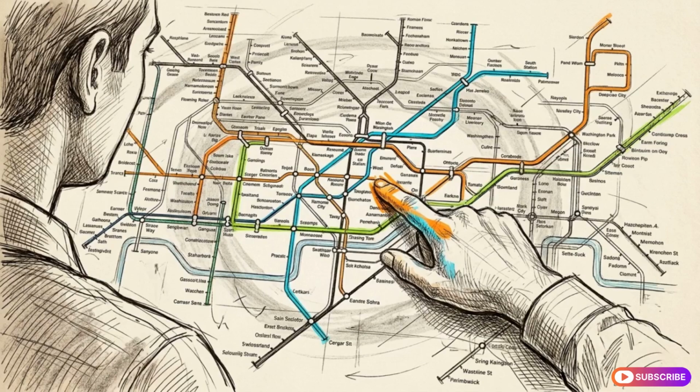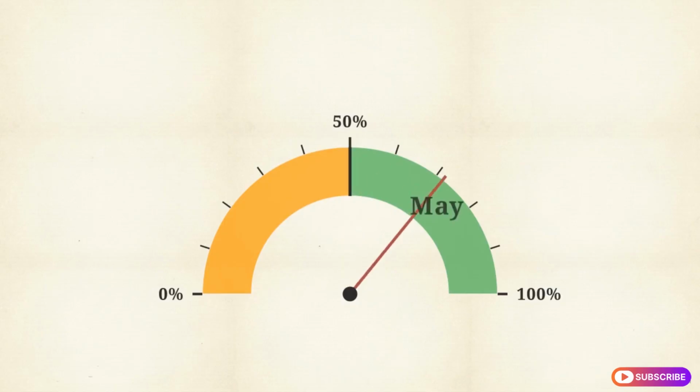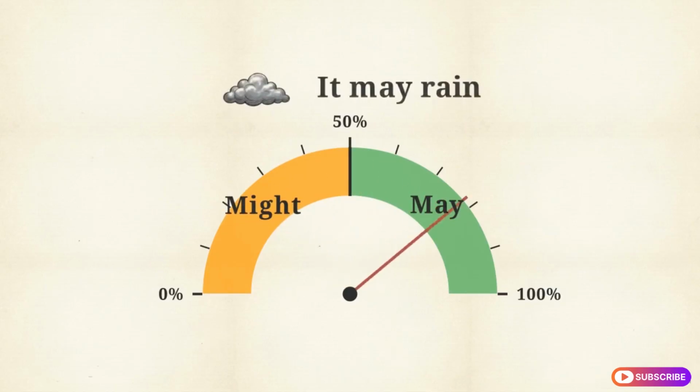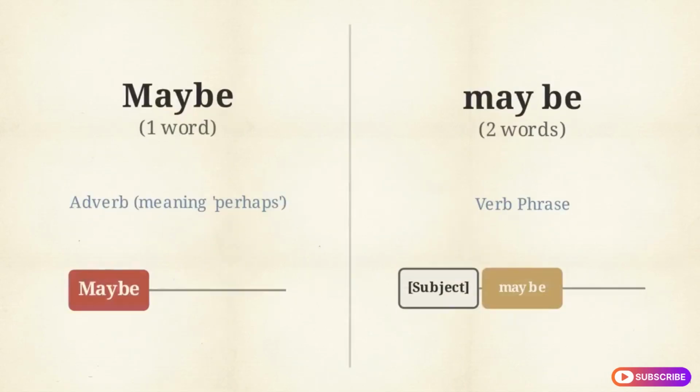Getting comfortable with these modals is what allows us to navigate everyday uncertainty. You can make predictions and share hypotheses without accidentally stating something as an absolute fact. While they are often used interchangeably, there is a subtle difference in probability between the two. May implies a slightly higher likelihood, usually above 50%.